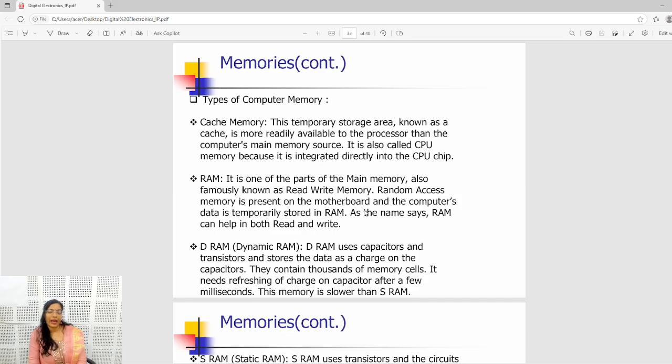Then we come to the other classification, which is RAM and ROM. And further, RAM has another classification. RAM is nothing but random access memory. It is one of the parts of the main memory, also famously known as the read-write memory. And as the name suggests, you can read as well as write from the memory. Random access memory is the memory which is present on the motherboard, and the computer's data is temporarily stored in RAM. It can both read and write.